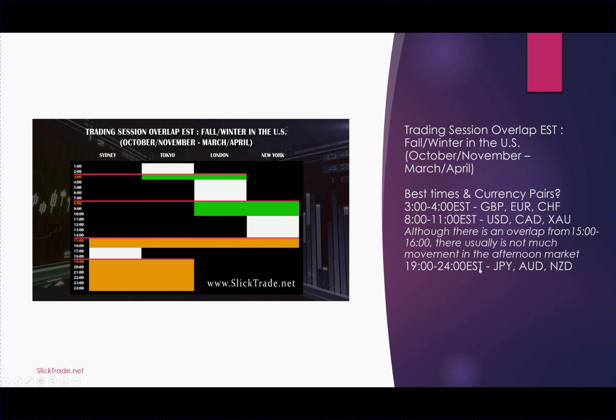And then from 19 to 24, okay, that's that Sydney to Tokyo overlap. And the best pairs to trade during that are JPY, AUD, and NZD.